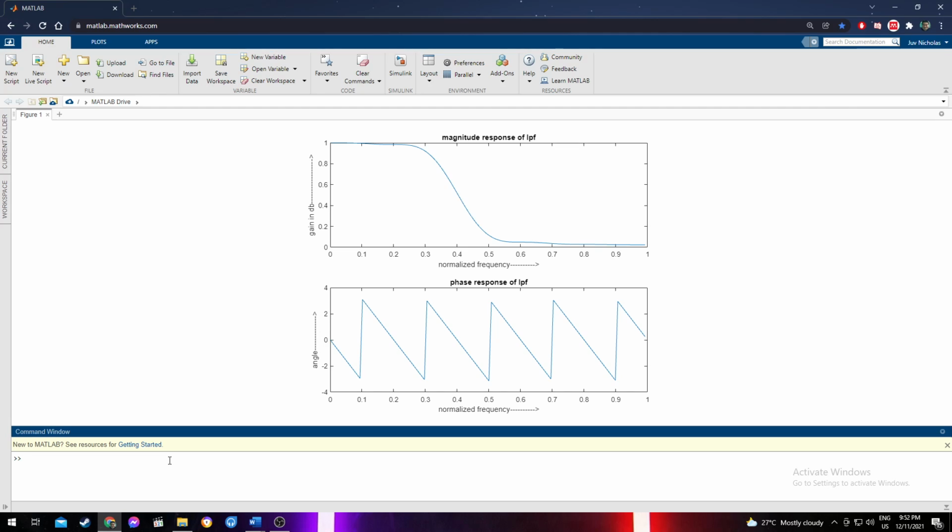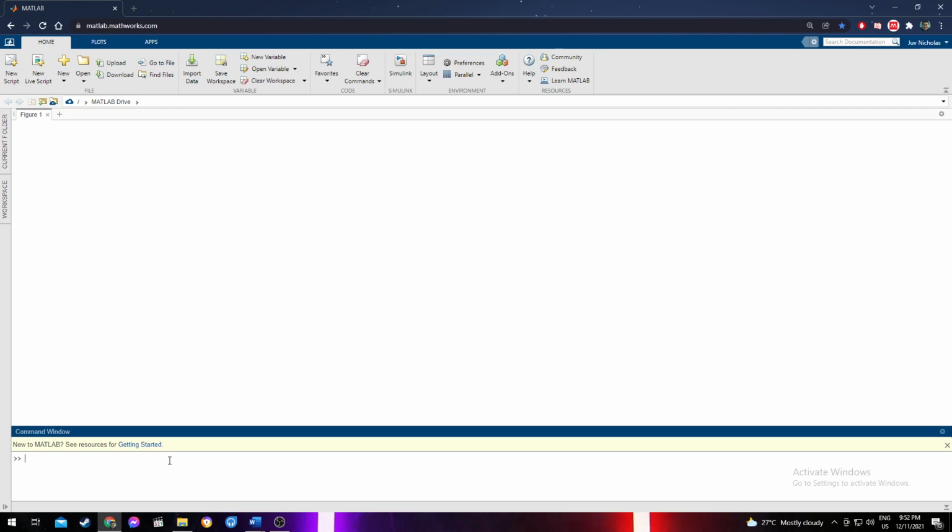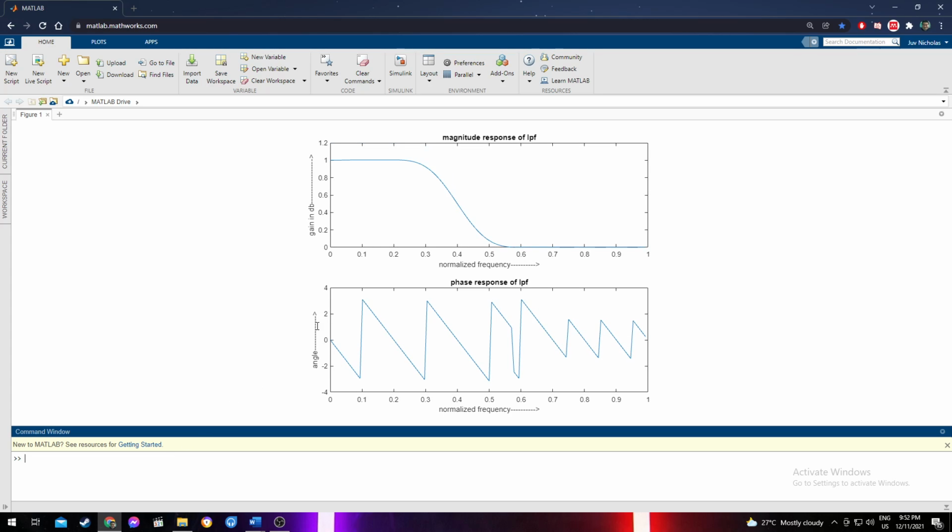For the Hamming window, here we can see that the magnitude response of the low-pass filter using Hamming window has the same value from 0 to 0.2, then it exponentially decreases, then stabilizes again at 0. For the phase response, we can see a more erratic frequency at the later half, and the amplitude of the angle has slightly decreased.